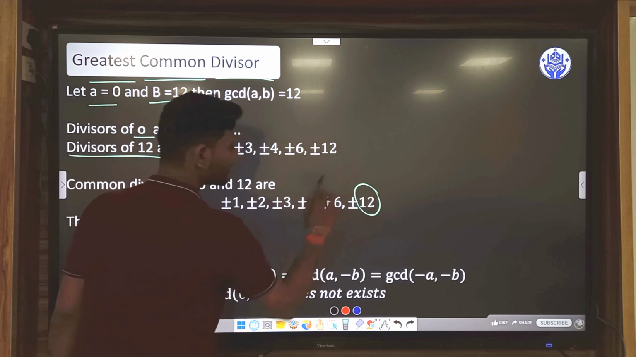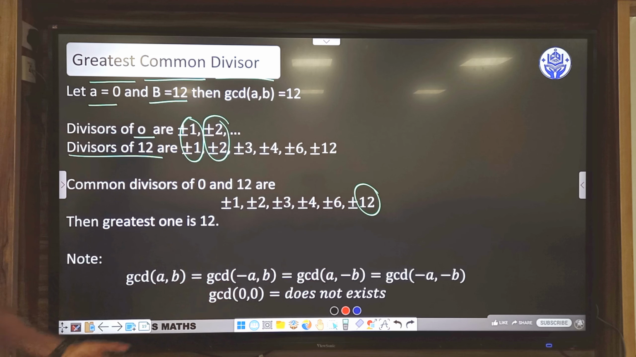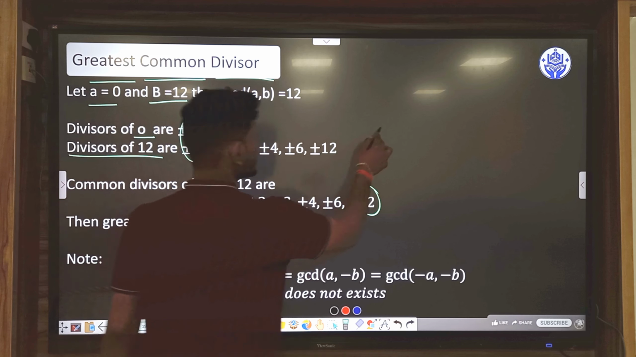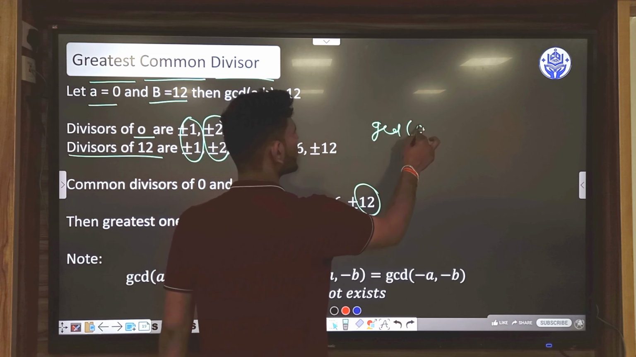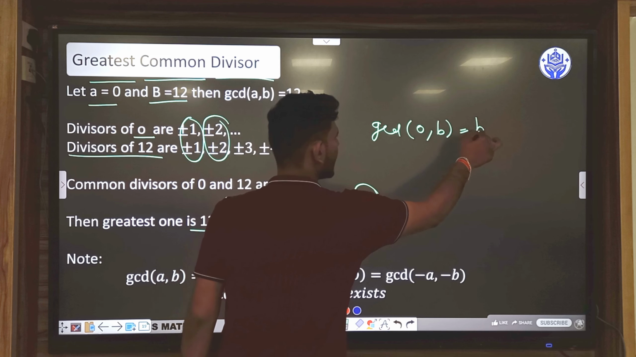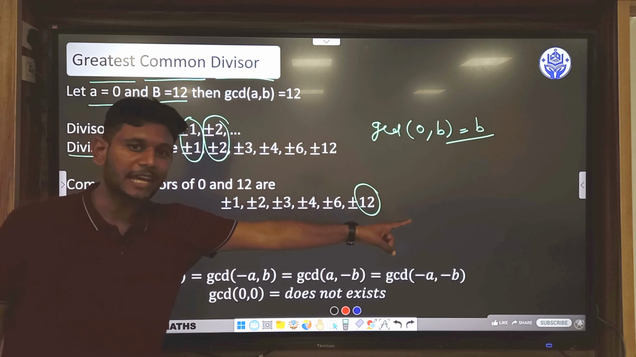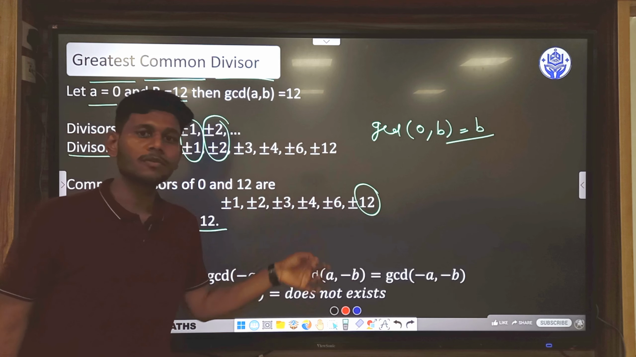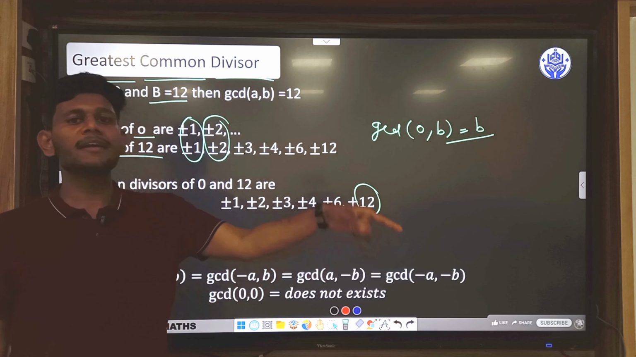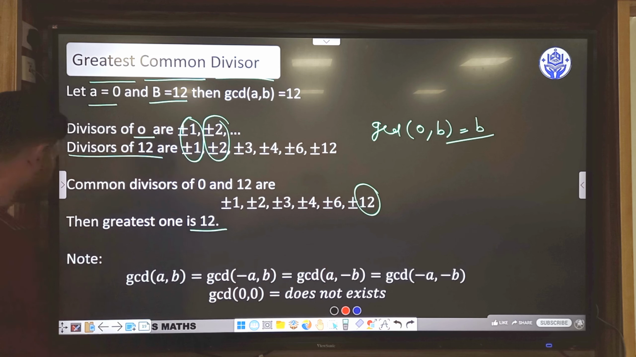Among these, the mod value is obviously the greatest, so this is the GCD. It means the GCD of any number with 0 is that number itself. The GCD of 0 and 10 will be 10, and the GCD of 0 and 100 will be 100 only. So this is the concept here.